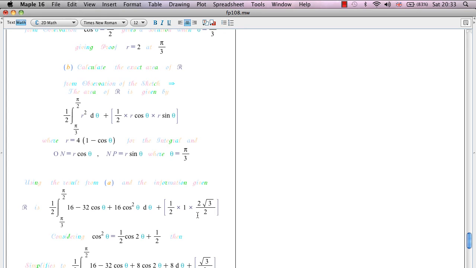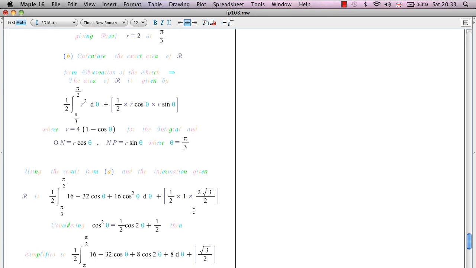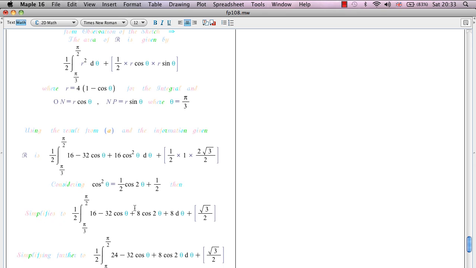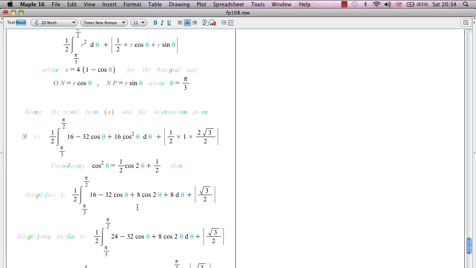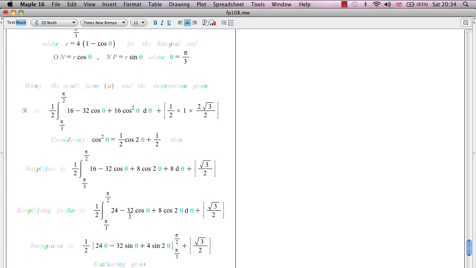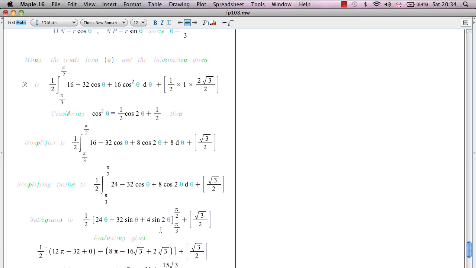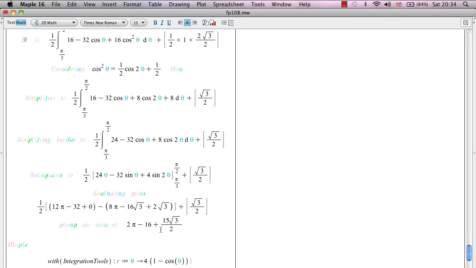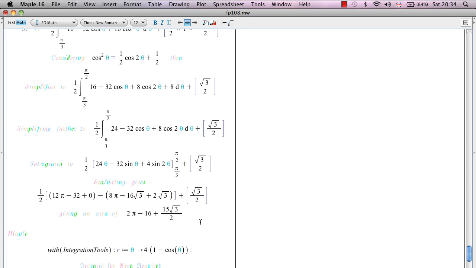So evaluating for the triangle where theta equals pi over 3, the triangle evaluates to root 3 over 2, and considering r squared for the area, using the identity for cos squared theta and adjusting the integral and simplifying to here, and then applying integration. Simplifying gives the exact area as 2 pi minus 16 plus 15 root 3 over 2.